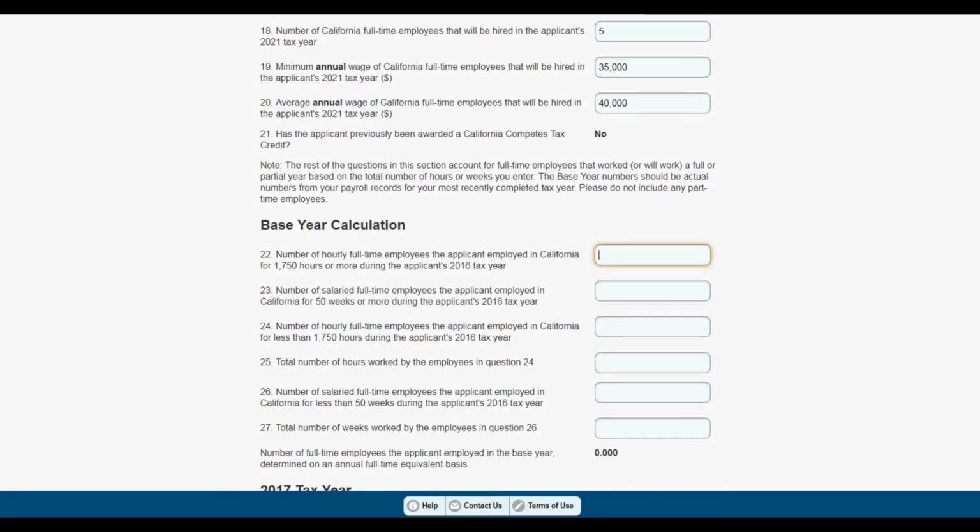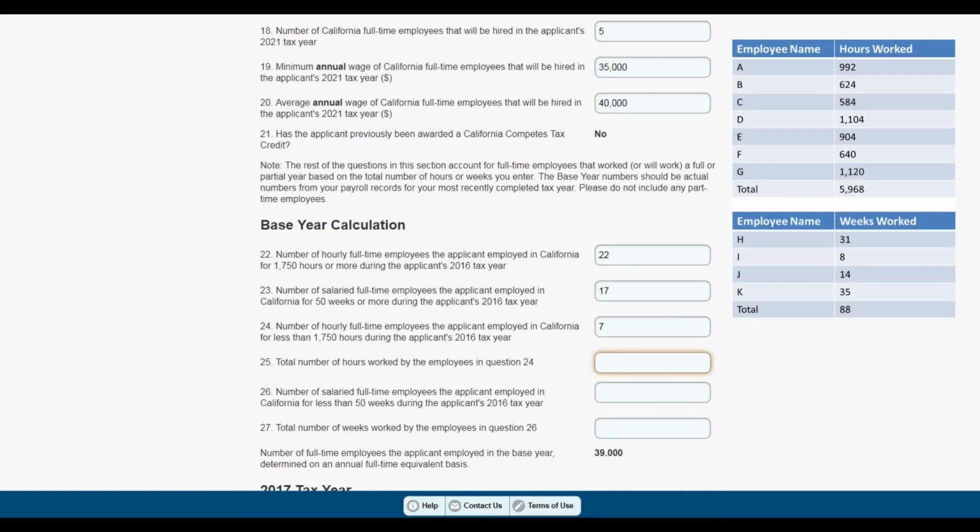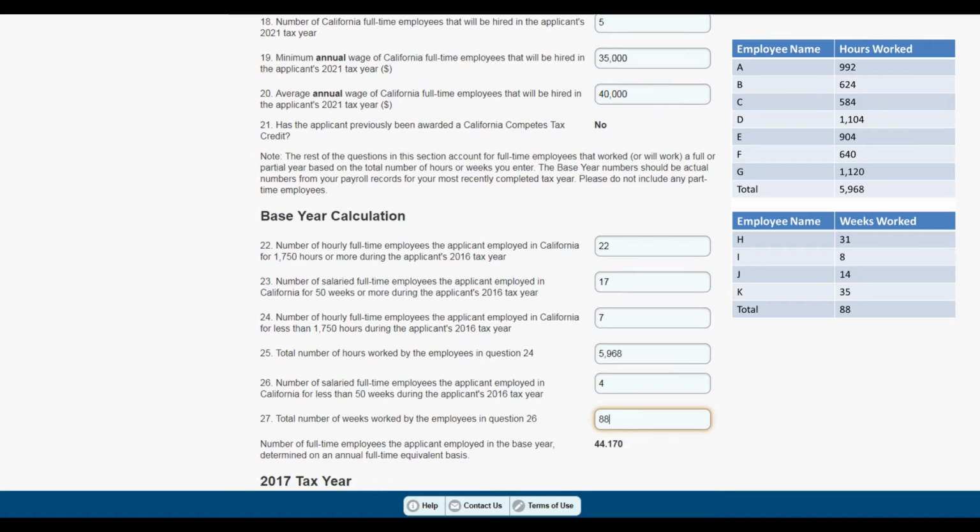Moving into the base year, Widget had 22 full-time hourly employees that worked 1,750 hours or more, and 17 salaried full-time employees that worked 50 weeks or more. For question 24, Widget had 7 hourly full-time employees that worked less than 1,750 hours. If we refer back to the chart, we can see that for question 25, the employees worked a total of 5,968 hours. For question 26 and 27, there were 4 full-time salaried employees that worked a total of 88 weeks. This gives us 44.17 employees on an annual full-time equivalent basis.